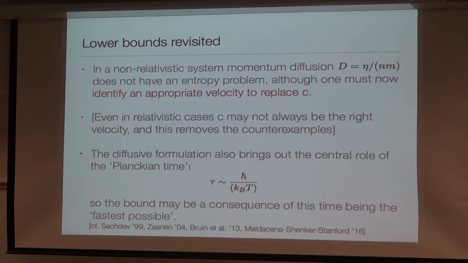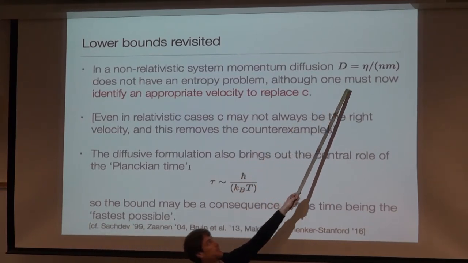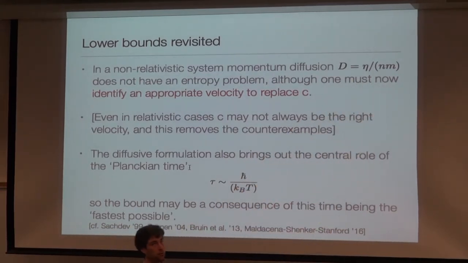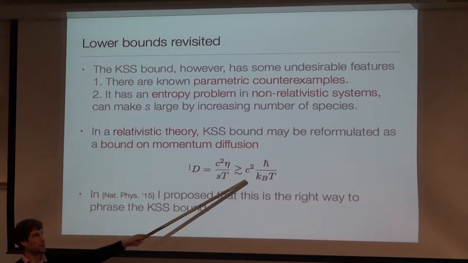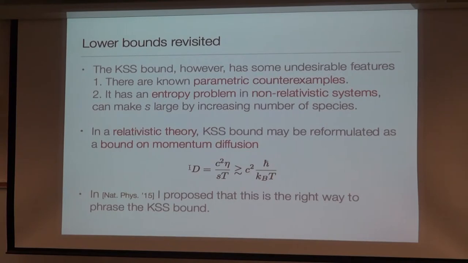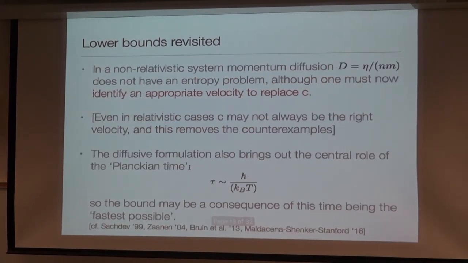And so this solves the entropy problem, because in non-relativistic systems, the formula for momentum diffusion is different. It's eta over nm. There's no entropy, and there's no entropy problem. However, the cost of that is that in a non-relativistic system, we're going to have to think a little bit about what c should be, okay? And that's going to be a topic for most of the rest of this talk.